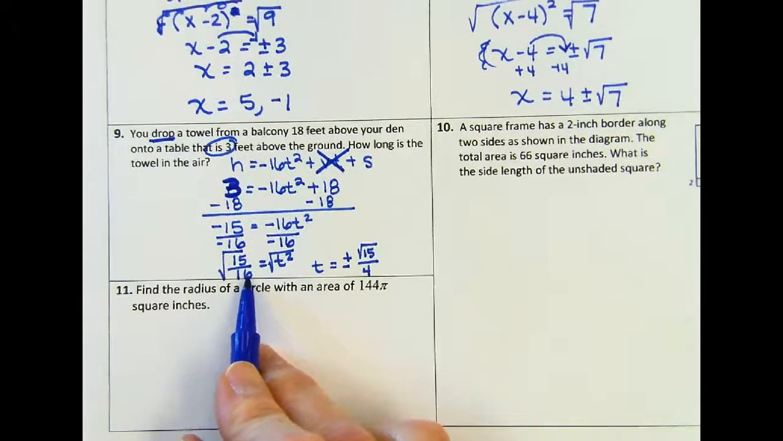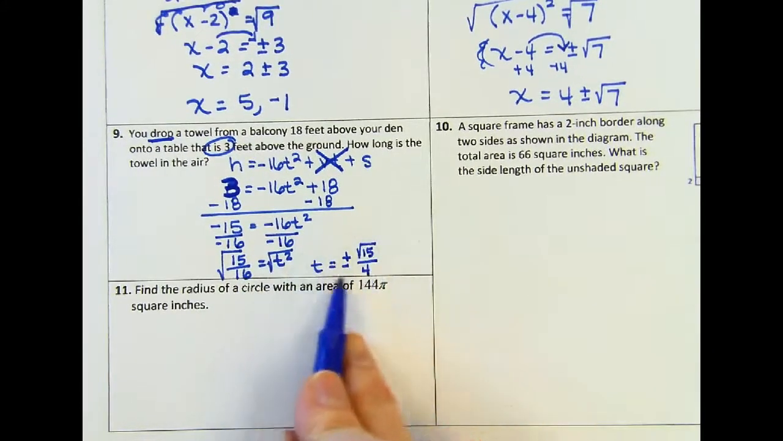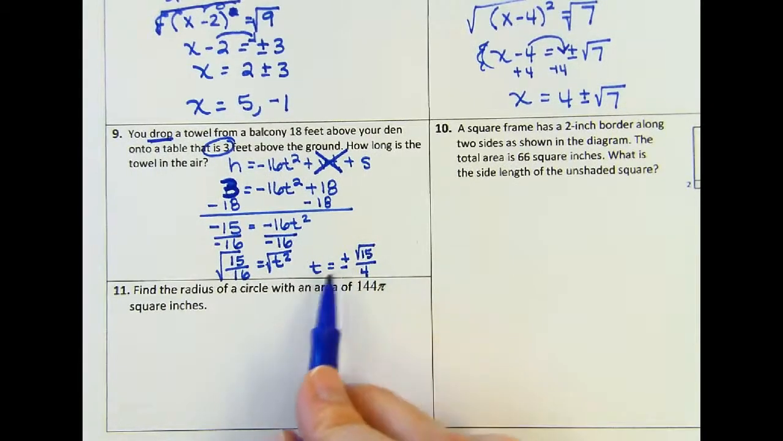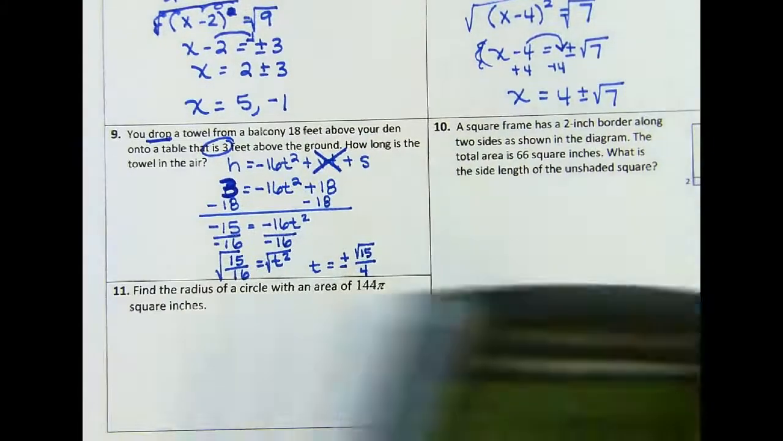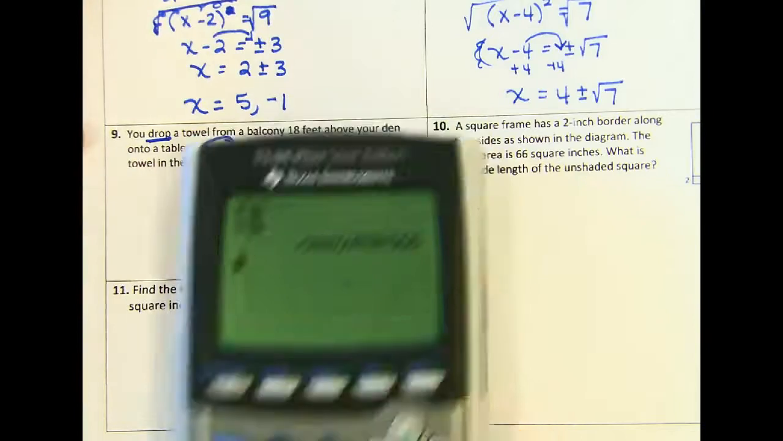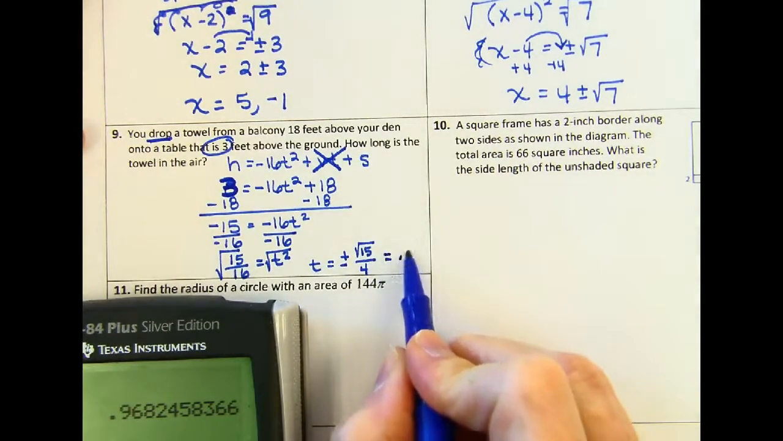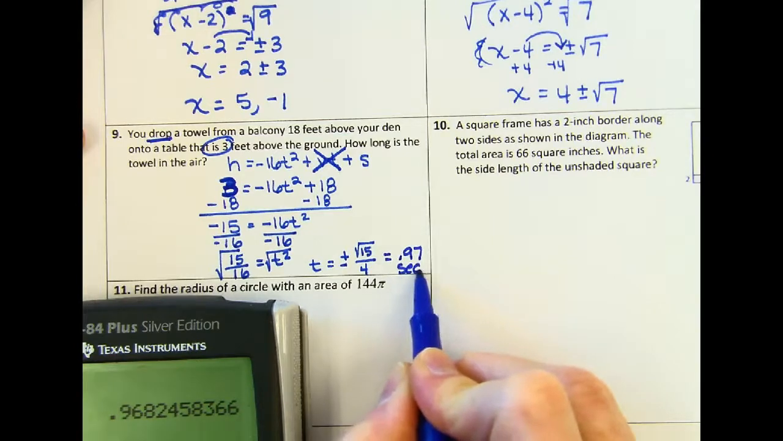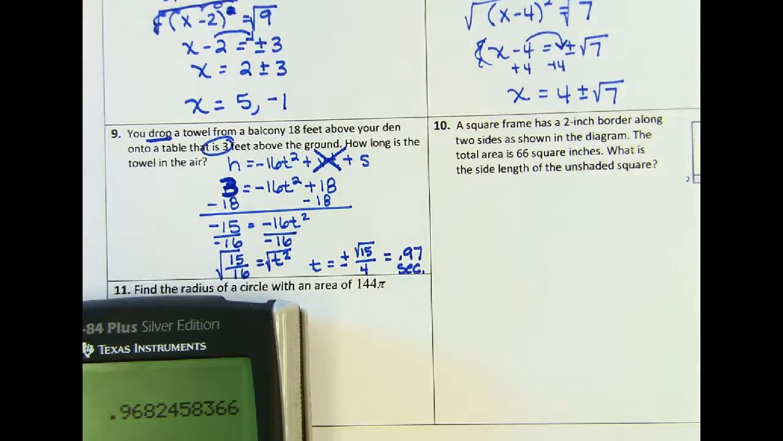However, this is a real life situation. That does not mean hardly anything to me. And I also know I can't have negative time. So actually what we're going to do is we're going to go away from the exact answer here, and we are going to find the square root of 15 divided by 16. And I get 0.968, so if I round to the nearest hundredth, I get 0.97 seconds. And if you think about it, if you drop a towel from a balcony that's 18 feet onto a table that's 3 feet, it takes about a second because it does not take the towel very long to drop.